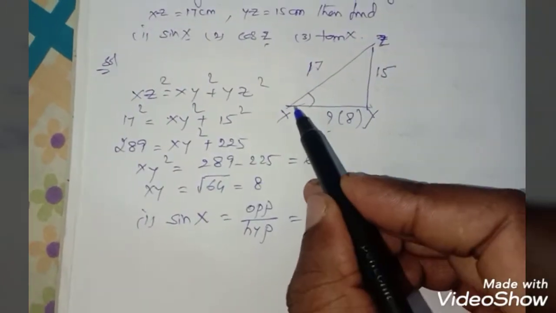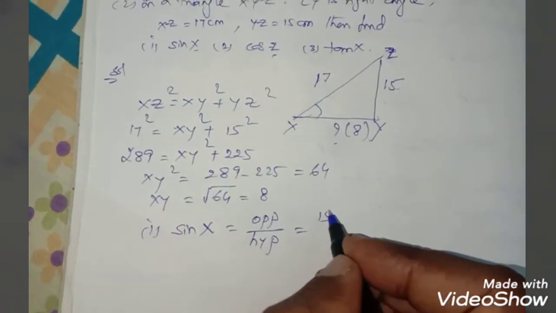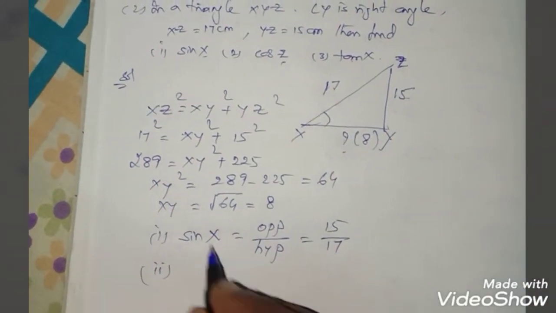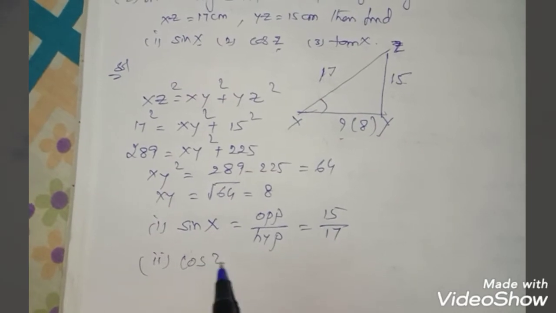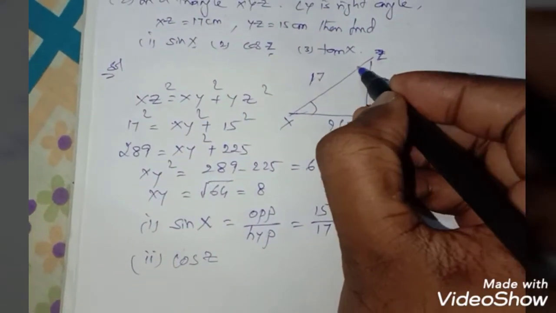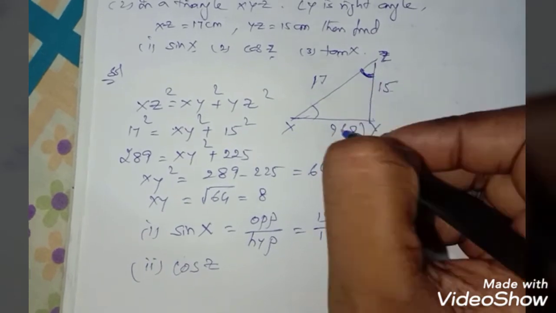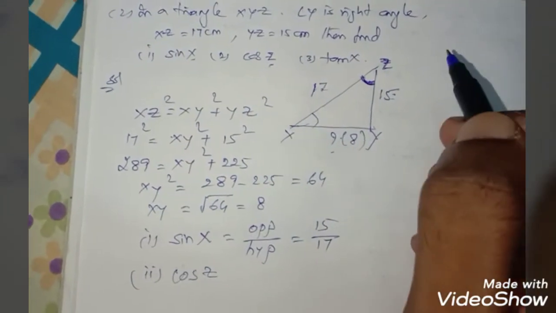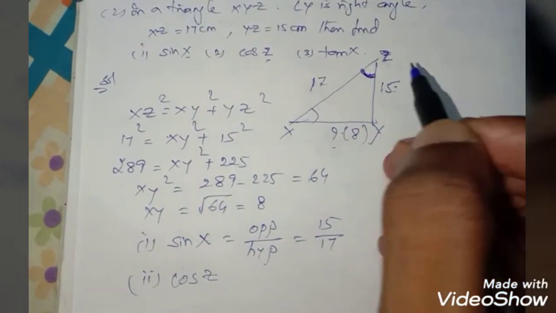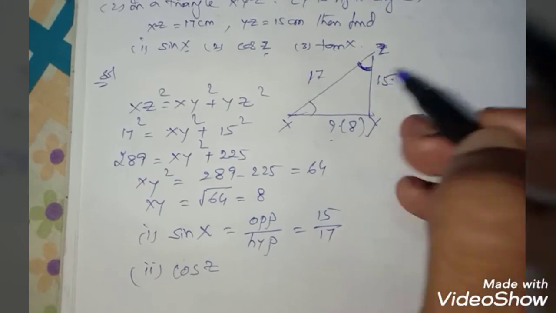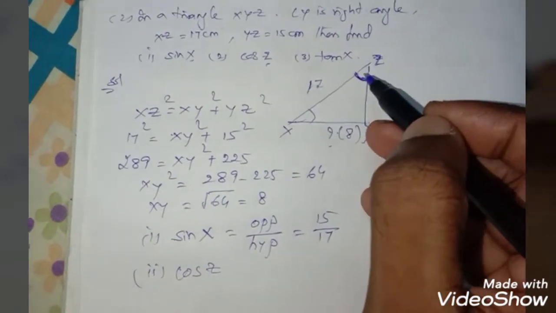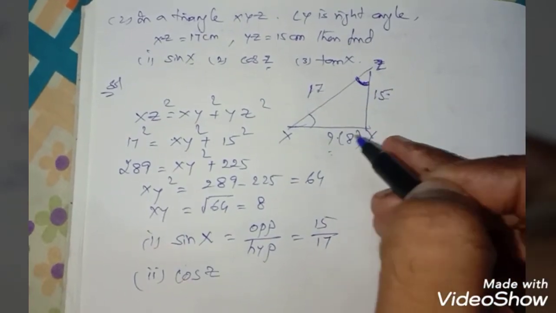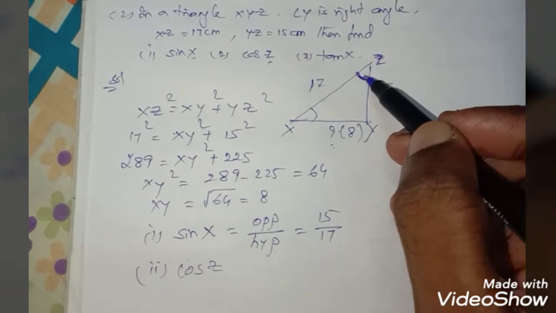Now the opposite side to angle x is 15, divided by hypotenuse 17. Next, coming to the second ratio. What they asked is cos z, not cos x. Z is here. If I take this as the angle, this one is opposite, this one is adjacent, and this one is hypotenuse. Previously I said that in the definition itself we have clarified that wherever you are taking an angle, the particular opposite side is the opposite value. Now here for cos z, the opposite value is 8.